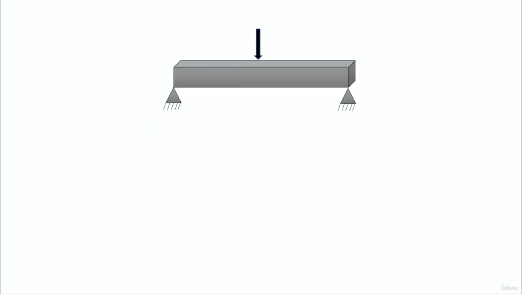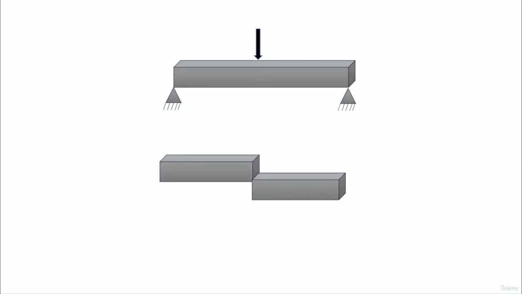When we apply the load on the member, it tends to shear off the member like this. So this is how shear force will act on the member. In order to resist this shear force, we have to provide the shear reinforcement.